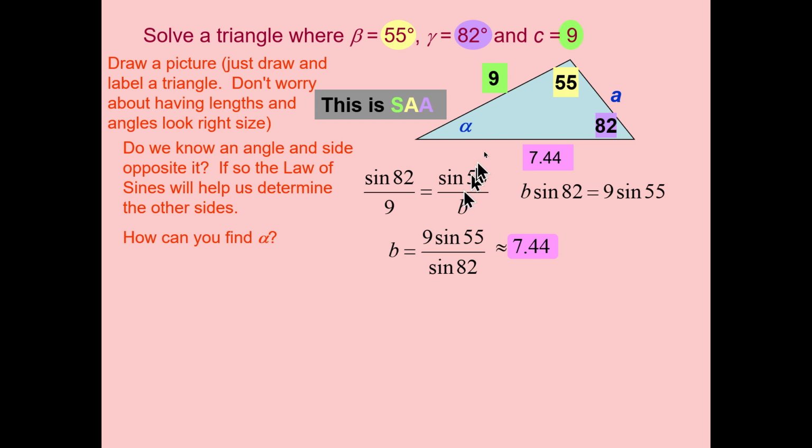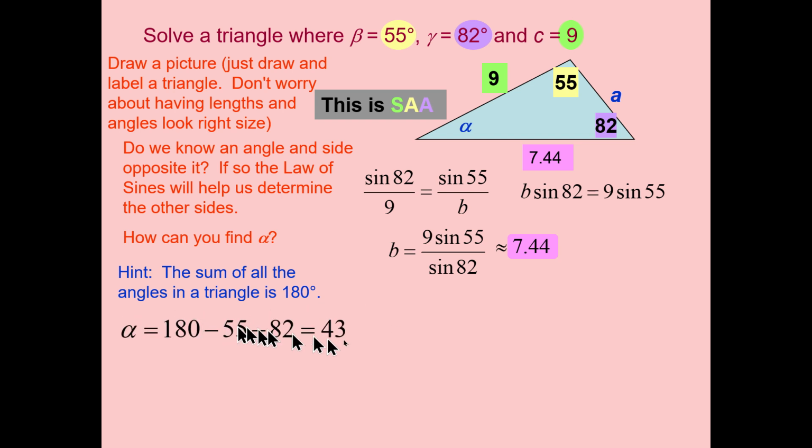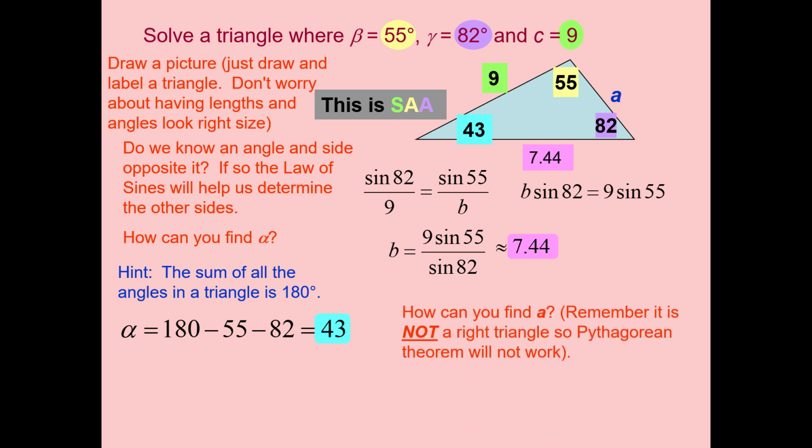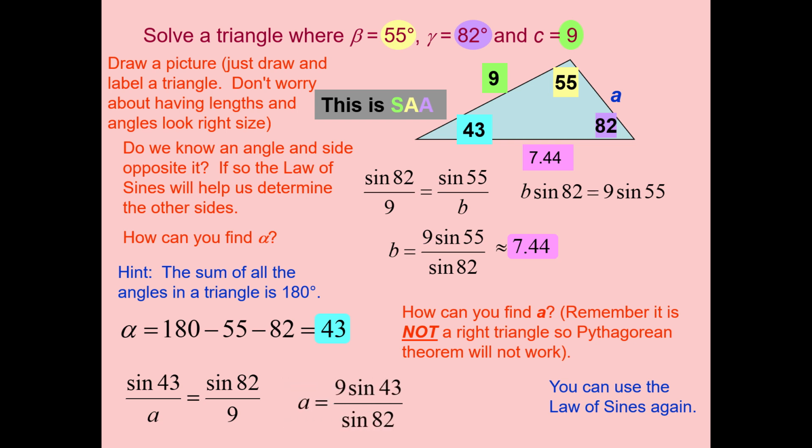What about alpha? We have 2 angles here, so we can subtract and find the 3rd angle. There's a 3rd angle there, 43 for alpha. How can you find A? It's not a right triangle, so you cannot use the Pythagorean theorem. You use the law of sines again, cross multiply and divide, and there's our A. So everything is labeled.